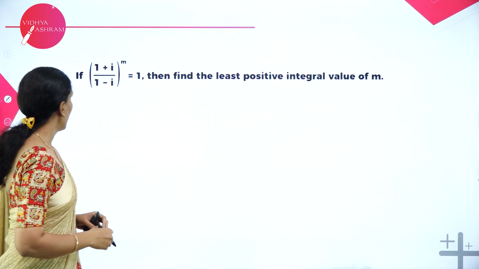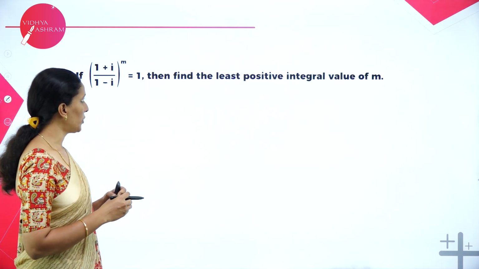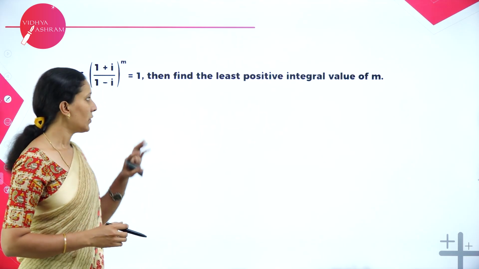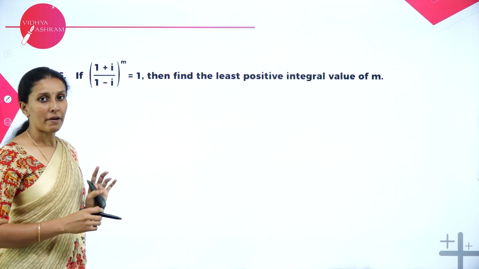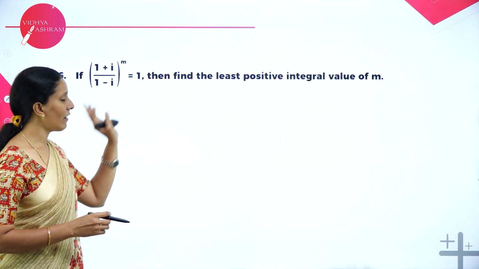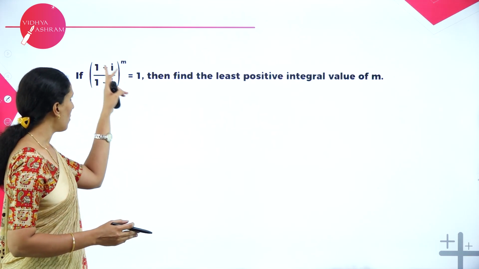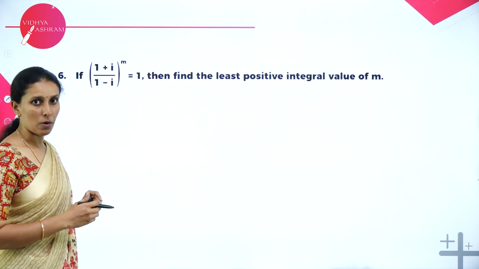Next question. If 1 plus i divided by 1 minus i whole power m is equal to 1, then find the least positive integral value of m. So here a complex number is given whose integral power is m, and the final value is equal to 1. So for what values of m does the given complex number take the value 1? First, let us simplify this complex number.